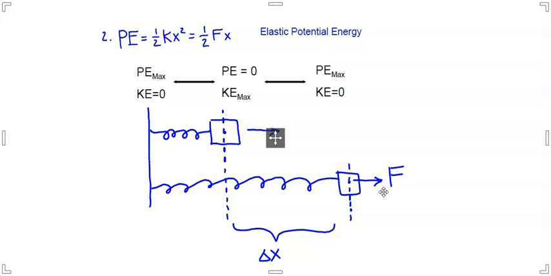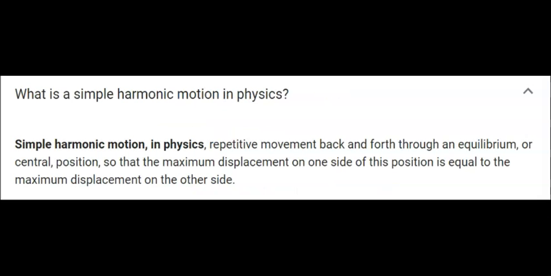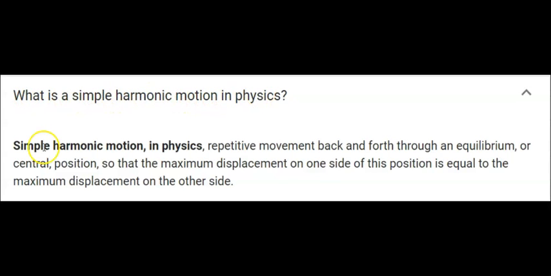Alright, let's get started. Let's answer this question. What is simple harmonic motion in physics? Quite simply, simple harmonic motion is the repetitive back and forth movement across a central line or equilibrium position so that the maximum displacement, the stretch, on one side of this line is equal to the maximum displacement on the other side of this line.